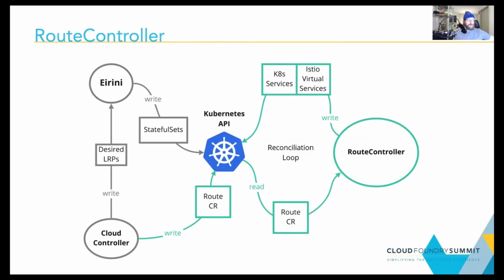Today in Cloud Foundry, the Cloud Controller API is the source of truth for pretty much all desired state in the platform. It makes sense then that Cloud Controller is the source of truth for these route CRs that exist in the Kubernetes etcd. So anytime a developer types cf create-route, cf map-route, delete-route, Cloud Controller is going to call out to Kubernetes and update those route CRs.